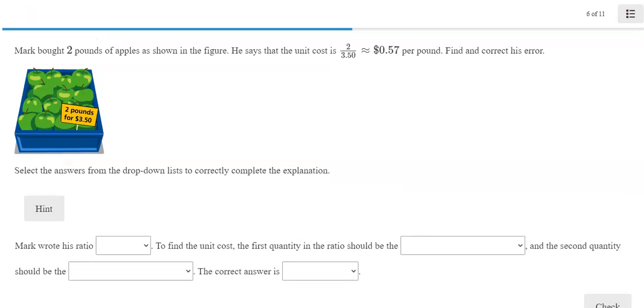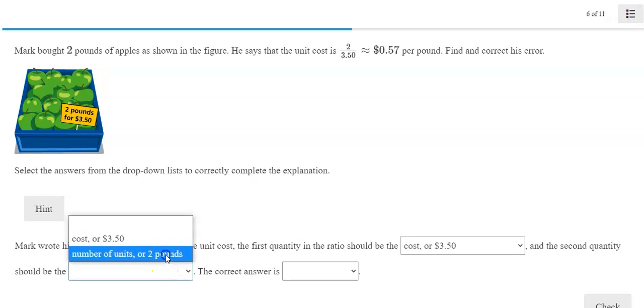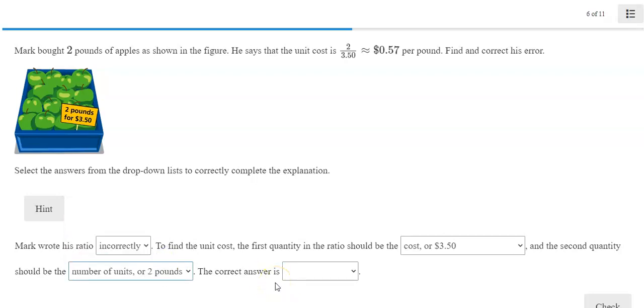Next, Mark bought 2 pounds of apples as shown in the figure. He says the unit cost is 2 over 3.50, which is about 50 cents per pound. Find and correct his error. So Mark wrote his ratio incorrectly. To find the unit cost, the first quantity in the ratio should be the cost, or 3.50, because money goes on top. And the second should be the number of units, or 2 pounds. So we need to find the correct answer.